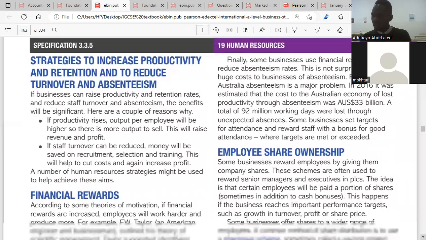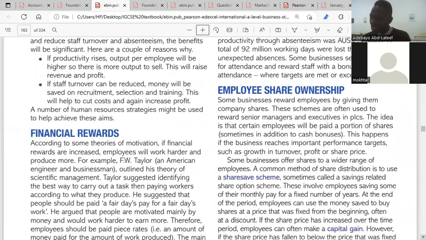So I wrote, the importance of having high productivity and retention rates and lower staff turnover and absenteeism rates are as follows. One, it increases profits and revenue. As productivity increases, output per worker will increase, so there's more to sell for firms. So profit will be made, sales will increase because labor turnover has reduced, labor retention rate has increased, productivity has increased, absenteeism has reduced. This will increase profitability and revenue of the business.